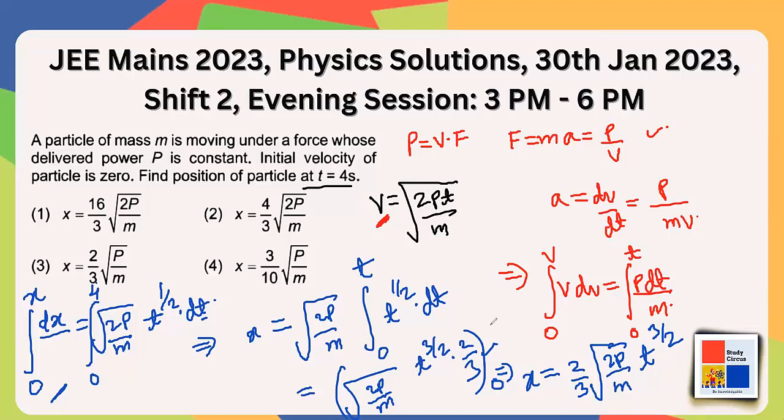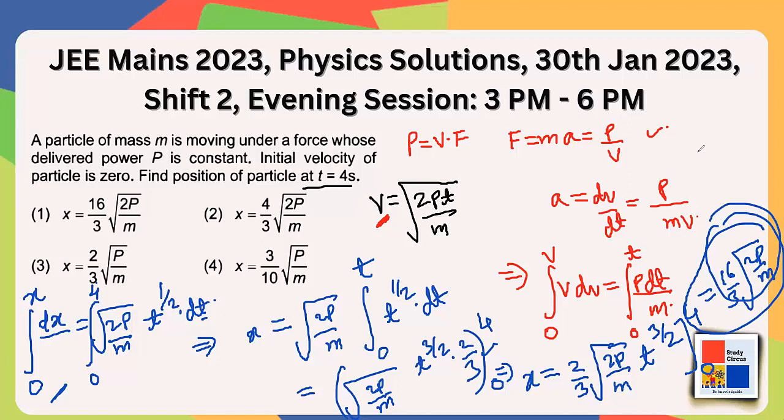And the limit for t is from 0 to t, so I have to put limit 0 to 4 here. So that will give you, if you put t is equal to 4, t to the power 3 by 2 is going to be 8. So ultimately this is going to be 16 upon 3 root 2P upon m. So this is going to be the answer. The position at t is equal to 4 is going to be 16 by 3 square root 2P upon m. So this option here, first one, becomes the correct answer for this one. Okay. Thank you.